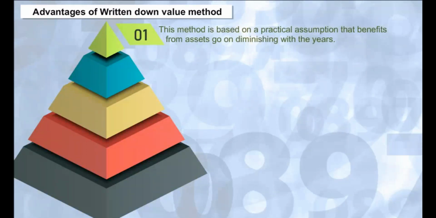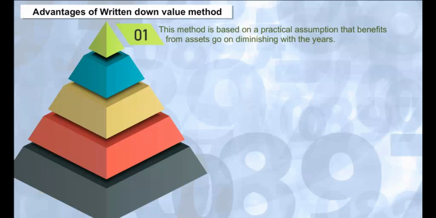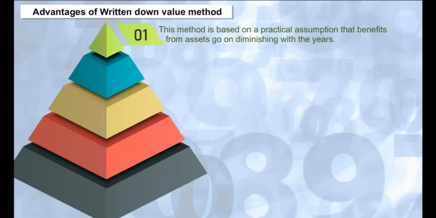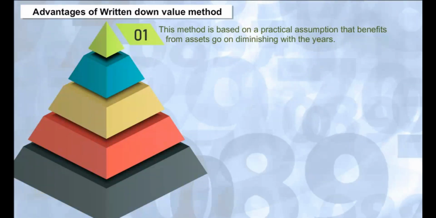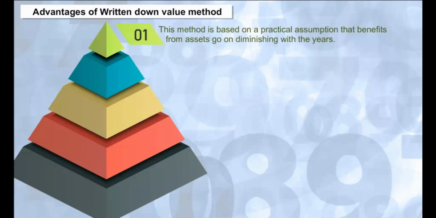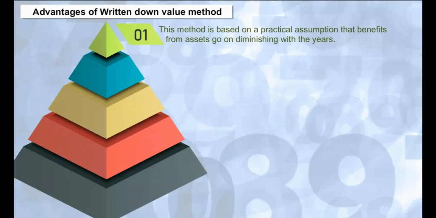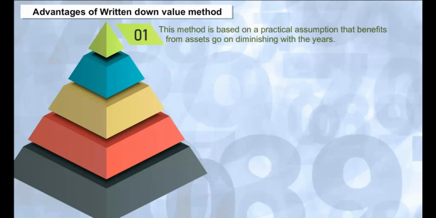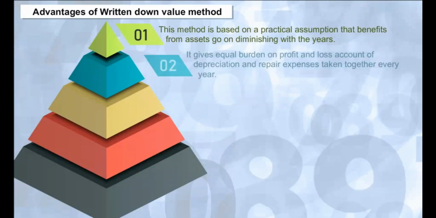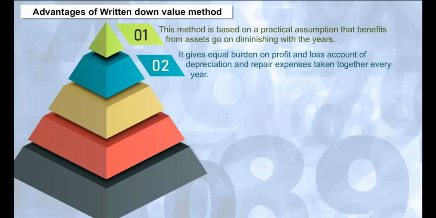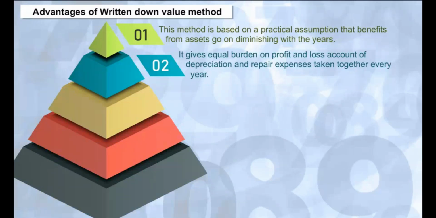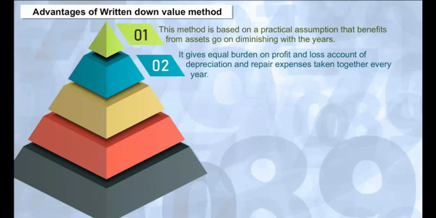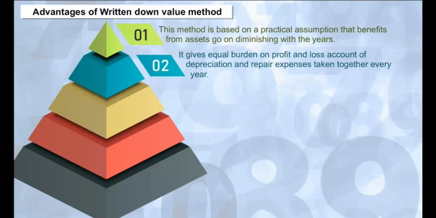This method is based on a practical assumption that benefits from assets go on diminishing with the years. Hence, in this method, higher depreciation is charged in the earlier years when the assets are more useful. It gives equal burden on profit and loss account of depreciation and repair expenses taken together every year.